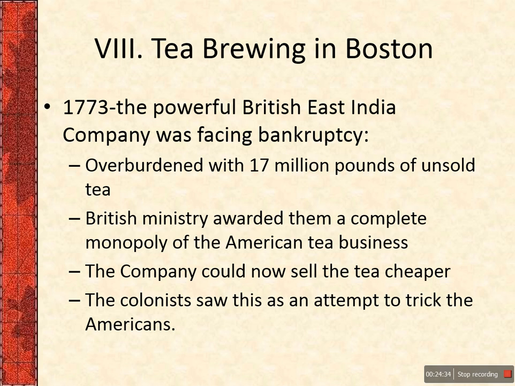The British East India Company was just that, and it was facing bankruptcy. It had so much unsold product that it needed to unload it, otherwise it would go out of business, and the British government would lose that tax revenue. So the British government gives the British East India Company exclusive rights to sell their tea in the American colonies. And even though this tea is cheaper than the other tea that they were drinking, they saw it just on principle as a violation of their rights.